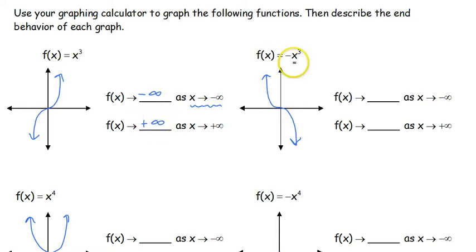When we change that to a negative cubic graph, it reflects over the y-axis, so it's going to be opening this way. So as x approaches a negative infinity, so as x gets smaller, we see that our y values are getting larger, so it's going to approach a positive infinity. As x gets bigger, as it approaches a positive infinity, my y values are getting smaller, giving me a negative infinity.